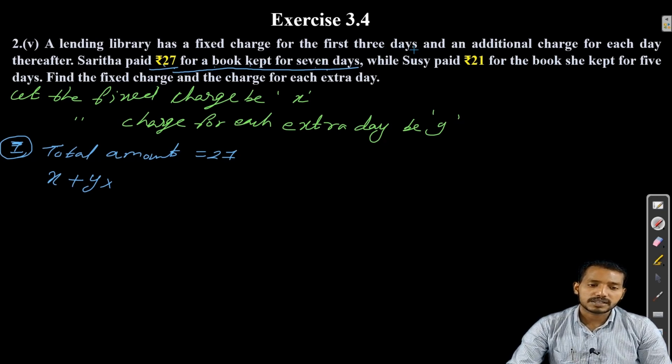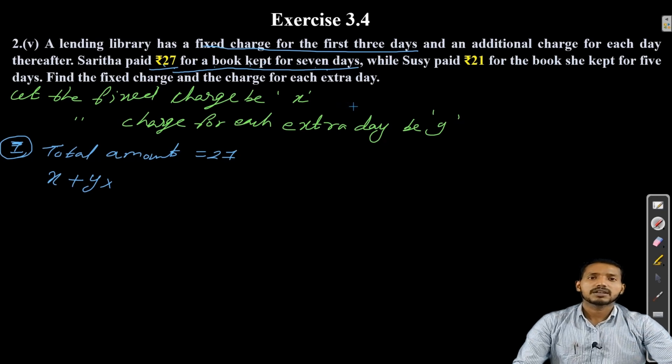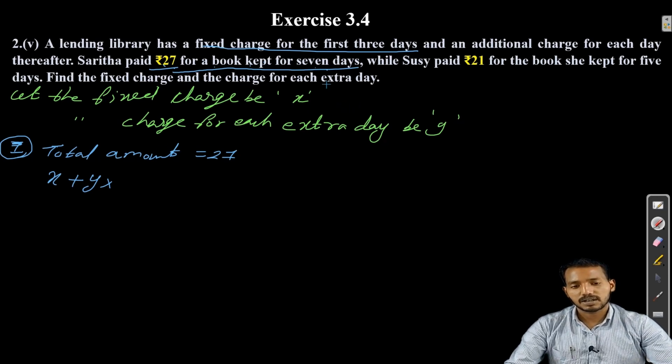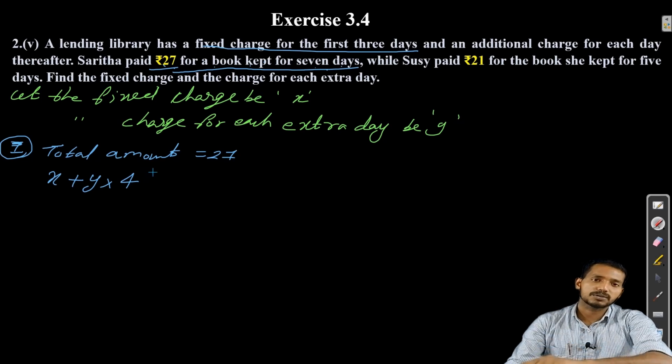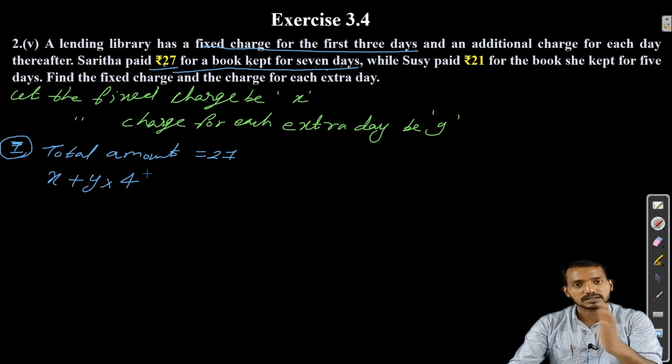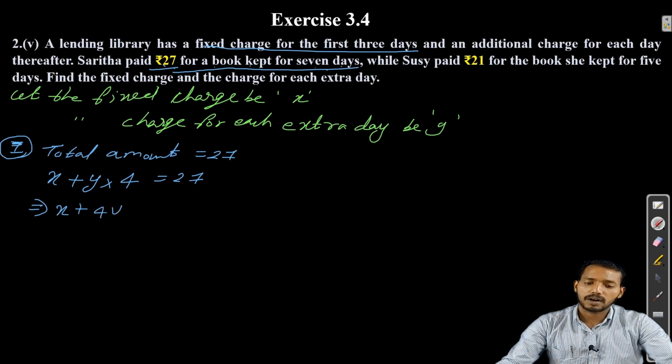But for the first 3 days only fixed charge. After the 3 days only the extra charge will be imposed. That means 7 minus 3, which is equal to 4. So only for 4 days extra charge will be imposed out of the 7 days, because for the first 3 days fixed charge is enough. So we can write it like that: X plus 4Y is equal to 27. Equation number 1.